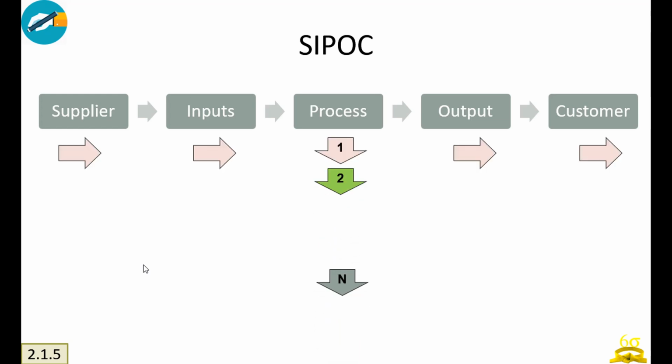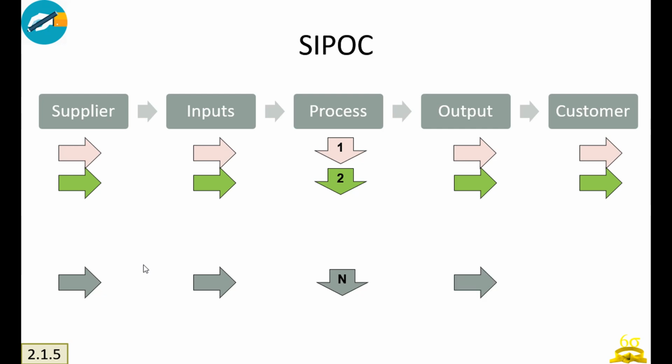And this is how you write a SIPOC. First you find out your process steps 1, 2, 3, 4 up to n, whatever it is, and then you add who the supplier is, what input is going into the process, what output is coming out of that process. This is extremely important and very difficult to do. And then who is the customer who is using it. So you should be supplying as per the customer's requirement, right?